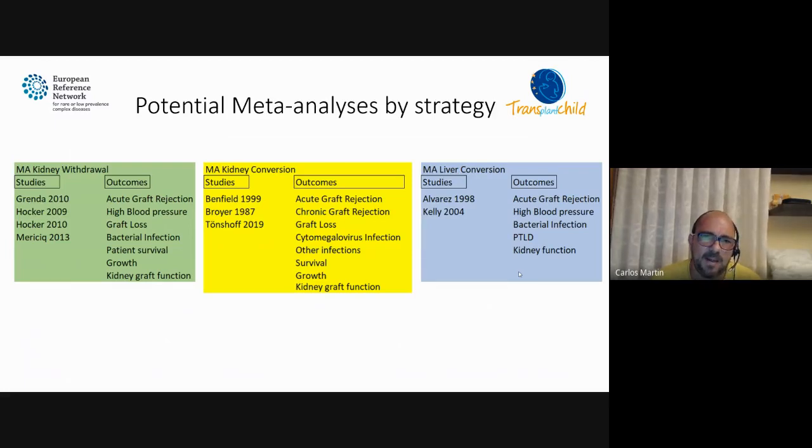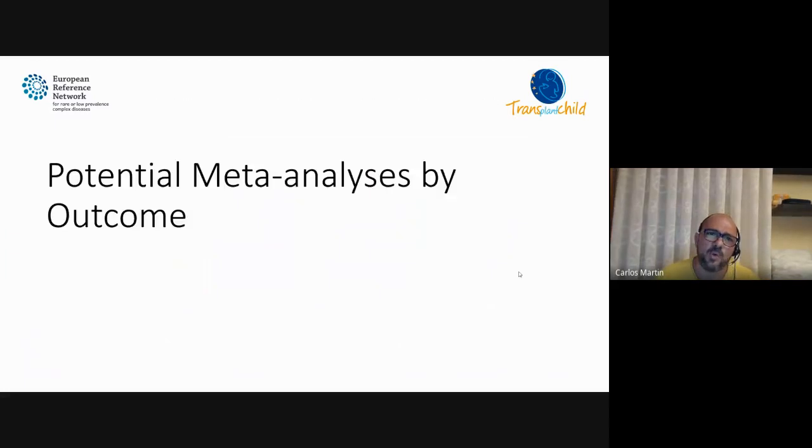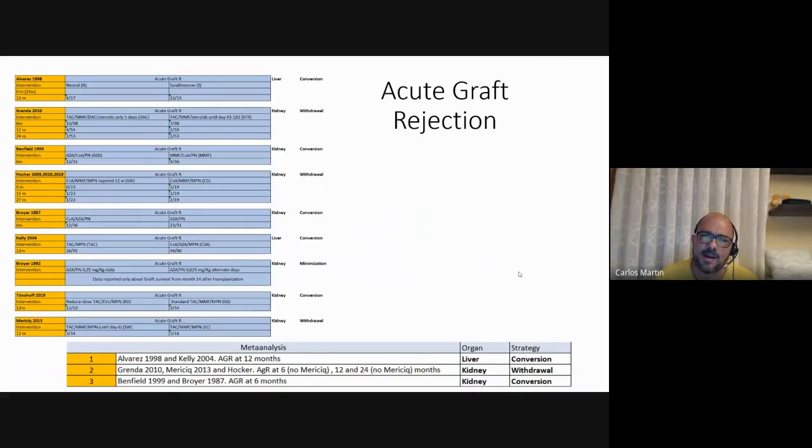So probably the panel needs to say something about that in terms of whether the studies from the last century are representative of any strategy in our hospitals nowadays. And probably we have to deal with that. So in terms of meta-analysis by outcome, I'm going to show you which meta-analyses we have identified we can do, because even when we identify potential meta-analyses, we have to check that the outcomes are reported at the same timeline and the same time cut.